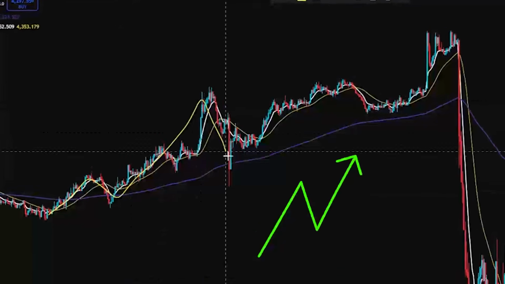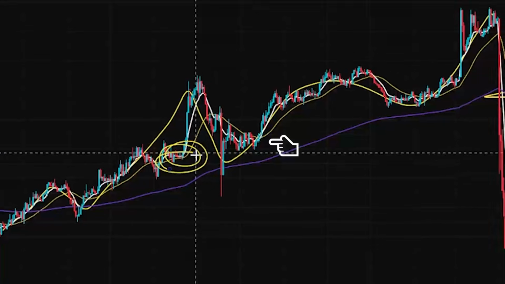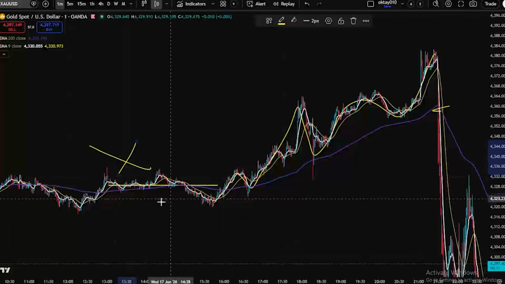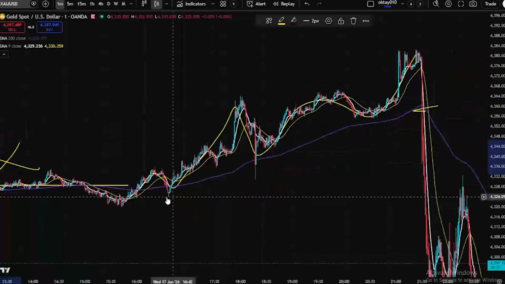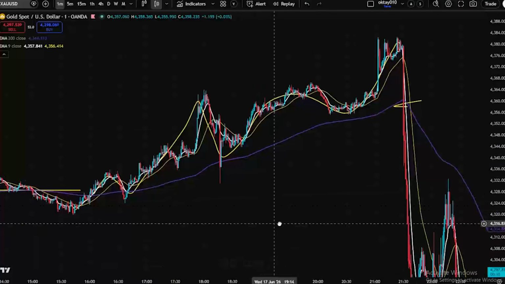The biggest mistake traders make is trading without a trend. 1. Trend filter. The first and most important filter: price must be above EMA 200. EMA 200 must be sloping upwards, not flat. If the price is below EMA 200, then you do not buy at all.